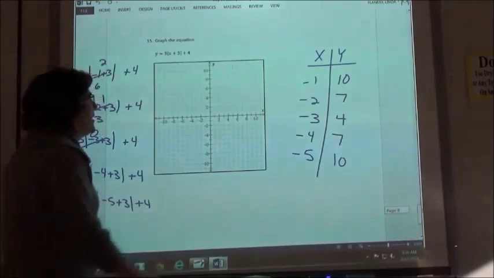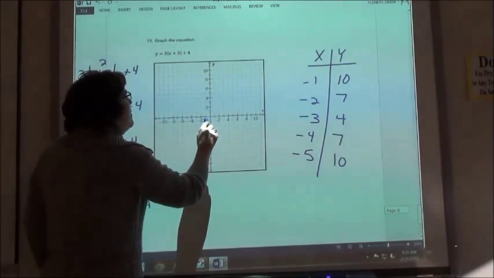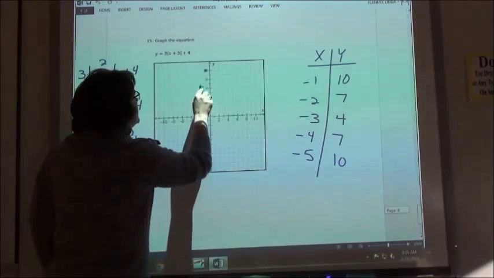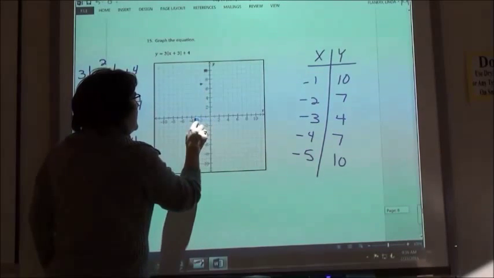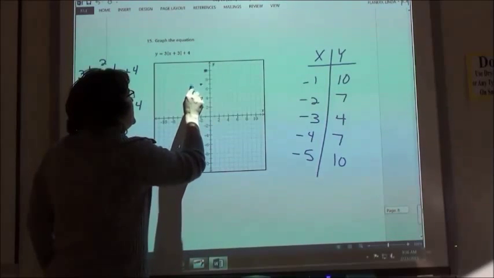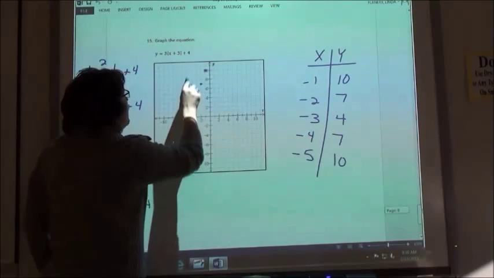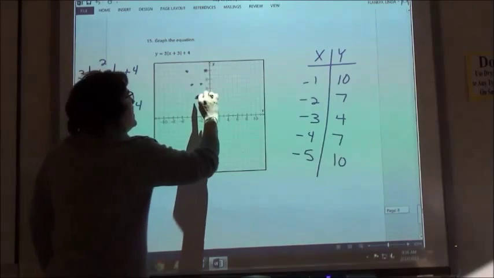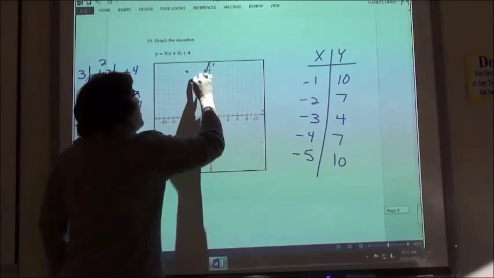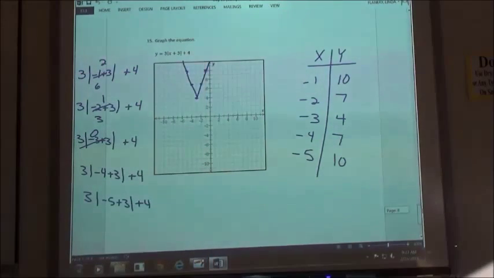So I can plot my points. Negative 1, positive 10, way up there. Negative 2, positive 7. Negative 3, positive 4. Negative 4, positive 7. And negative 5, positive 10. And then I'm going to draw my 2 lines from the vertex through each of those 2 endpoints, so that when I'm done, it looks like a V.